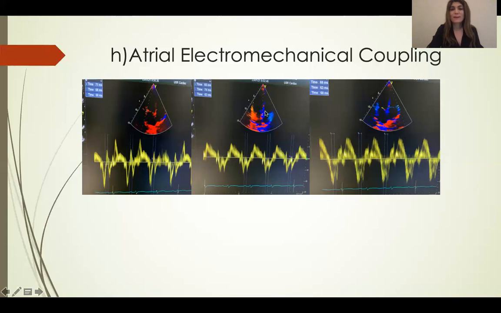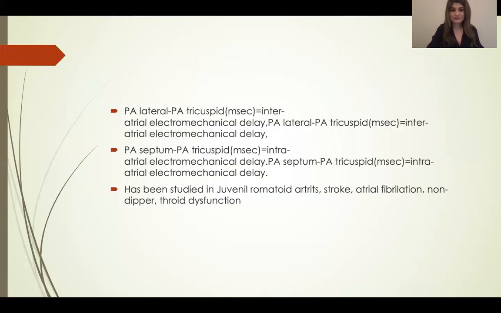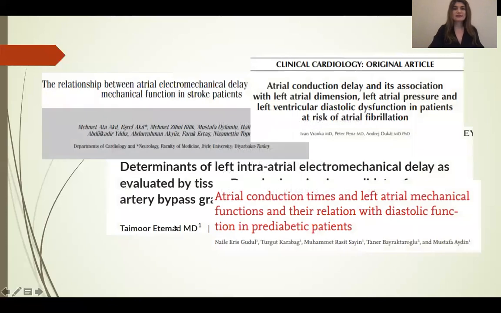And the difference between the times from the medial mitral annulus and the tricuspid annulus is called intraatrial mechanical delay. It has been studied in thyroid dysfunction, stroke, atrial fibrillation, and non-dipper patients, and a delayed inter- and intra-atrial electromechanical delay has been shown in those patients, as we see in those studies in the literature.